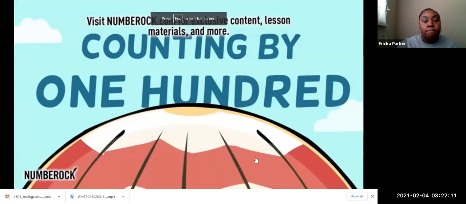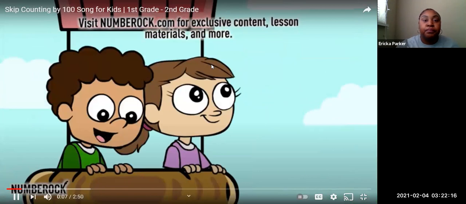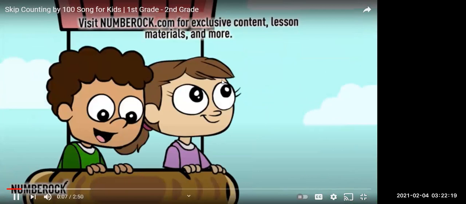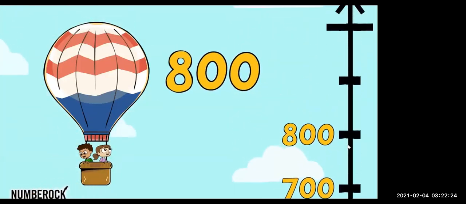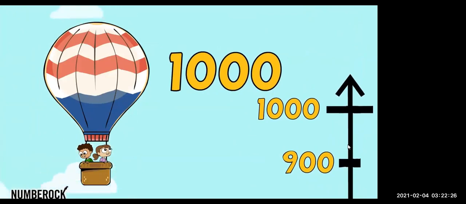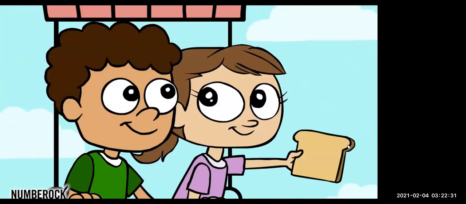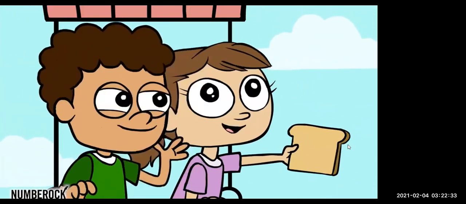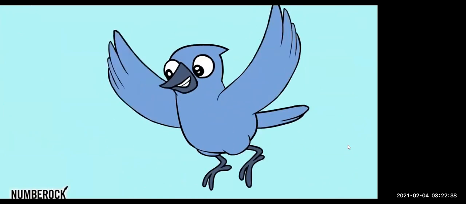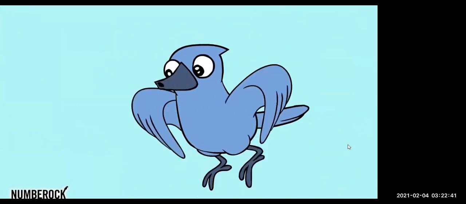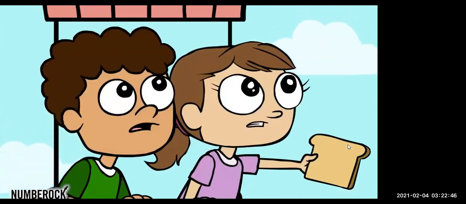We're in a hot air balloon that's white, blue, and red, counting how high we go in groups of 100. 100, 200, 300, 400, 500, 600, 700, 800, 900, and then 1,000. Then we saw a blue jay and offered him some bread and asked him to come along and count by 100. He said, "Excuse me, sir and madam, but I am just a bird. For me to count by hundreds would simply be absurd." Is he holding a pin?